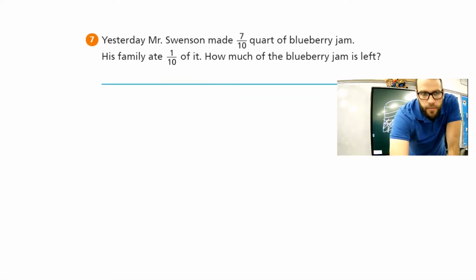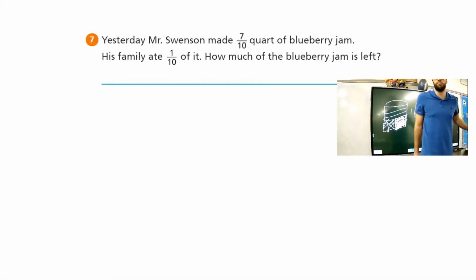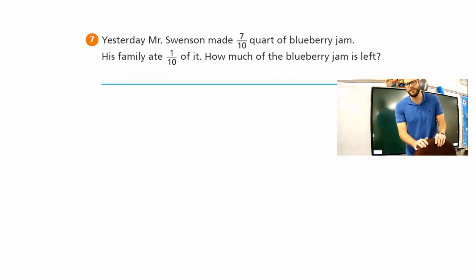Yesterday, Mr. Schwensen made 7/10 quarts of blueberry jam. His family ate 1/10 of it. How much was left? Ooh, tricky, tricky. If we do 1/10 of 7/10, we're only going to get how much was eaten. We will not get how much is left. So if he ate 1/10 of it, 9/10 of it is left. So we want to figure out what 9/10 of 7/10 is. Is that confusing? A little bit.